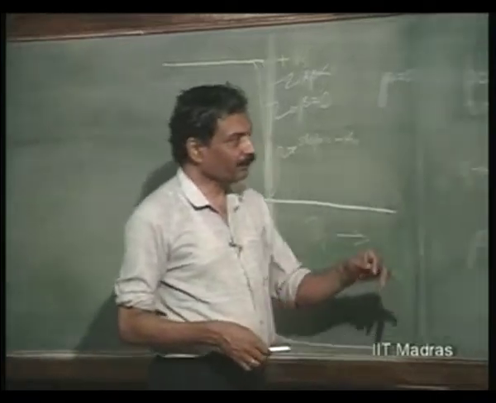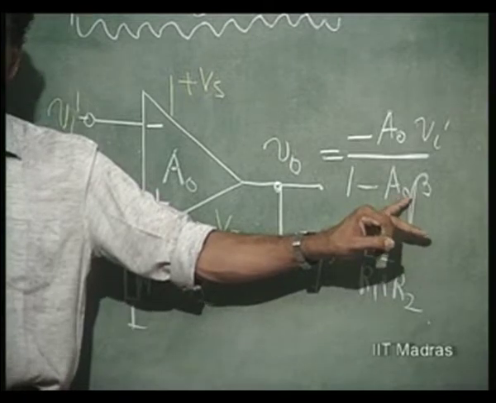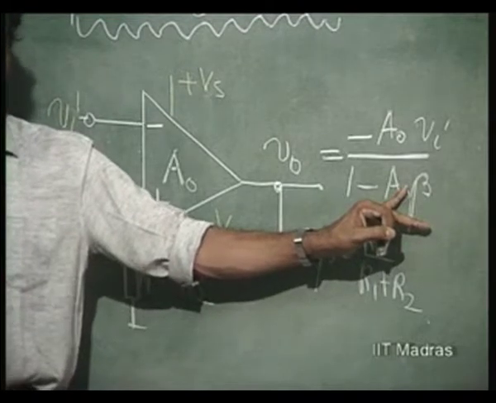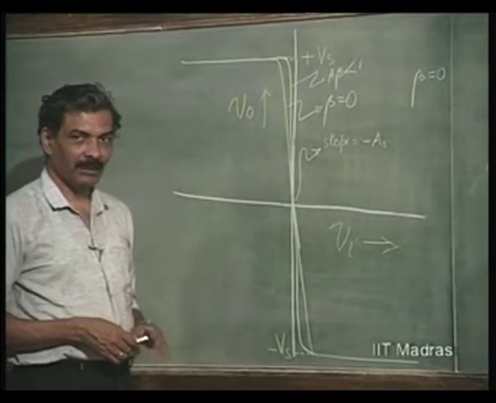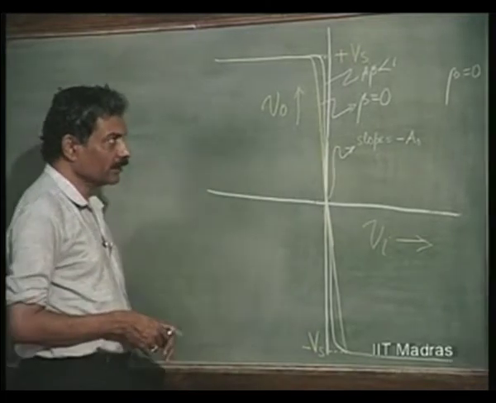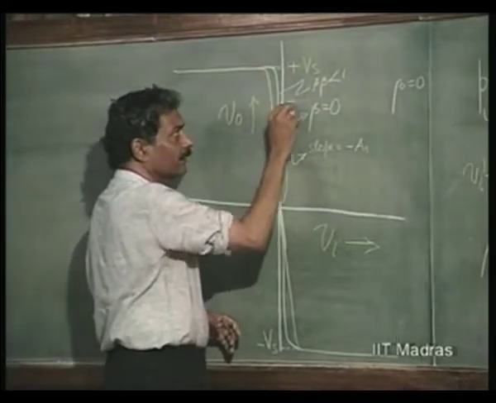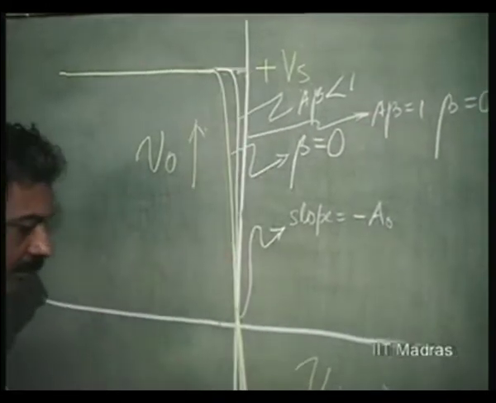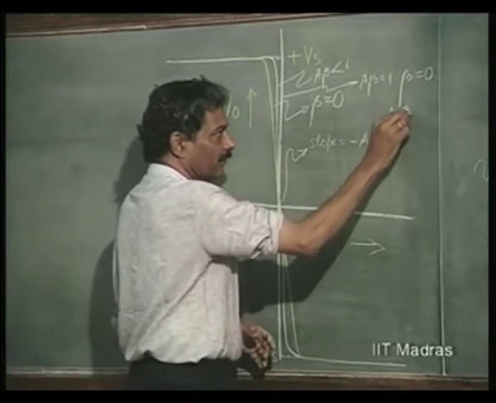Otherwise, in an actual amplifier, this is never used, because this is very sensitive to variation in A naught. Okay. The feedback gain is very sensitive to variation in A naught. And therefore, for positive feedback amplifiers, it is never used, but for comparators, it can be used with positive feedback. Now, consider the situation where this is a situation with A beta equal to 1, this line. Okay. Now, A beta greater than 1.